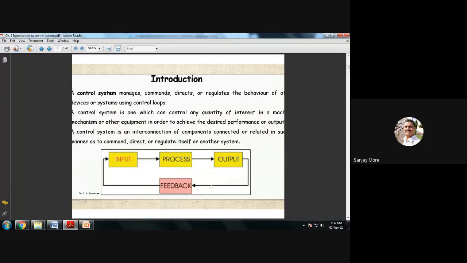So draw this diagram, give the heading control system, and draw this diagram, block diagram: input, process, output, and feedback.